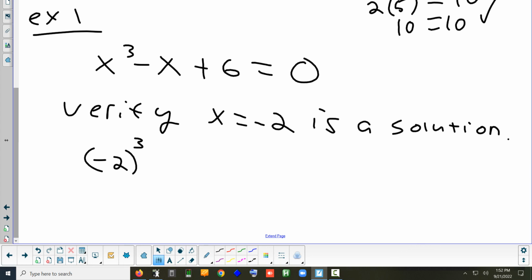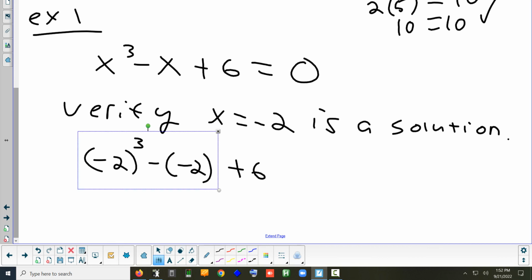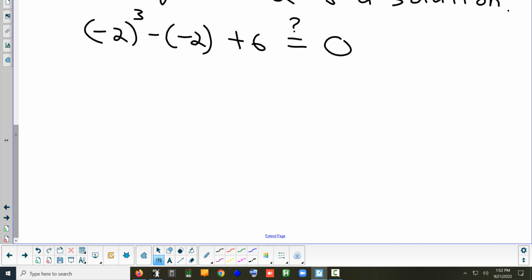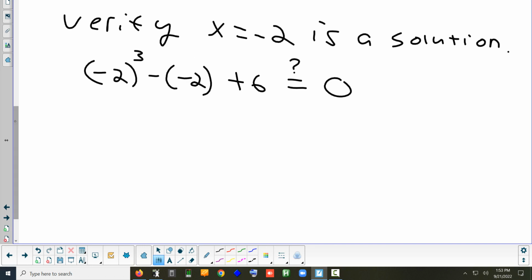So -2 cubed. When I substitute in, I usually put it in parentheses. And if you did it on the calculator, that's how you'd have to do it as well. So -2 cubed minus -2 plus 6. And if everything works, hopefully, we end up with 0. All right, Austin, what's -2 cubed? 8. Or is it -8? It's one of those.